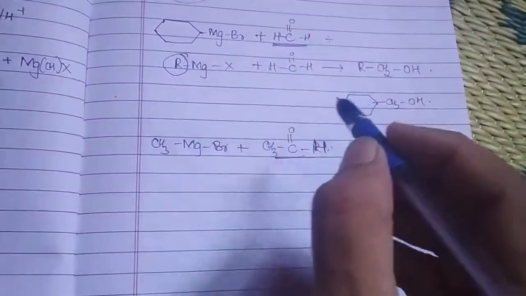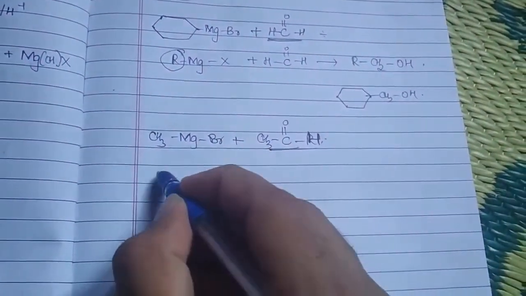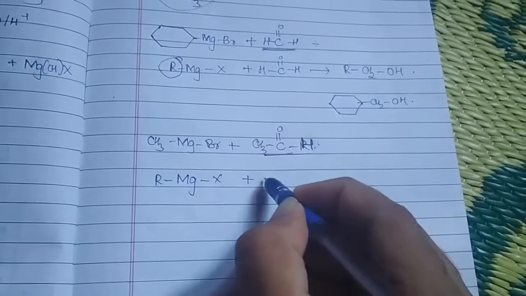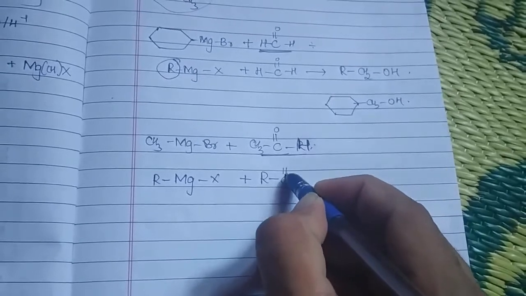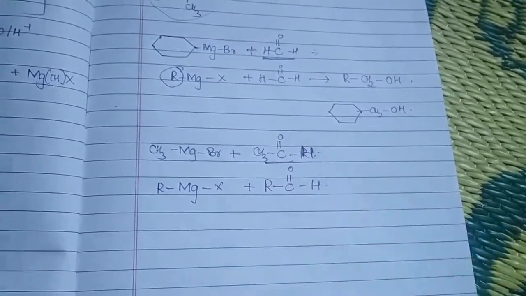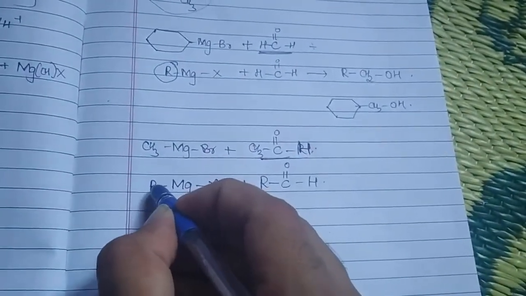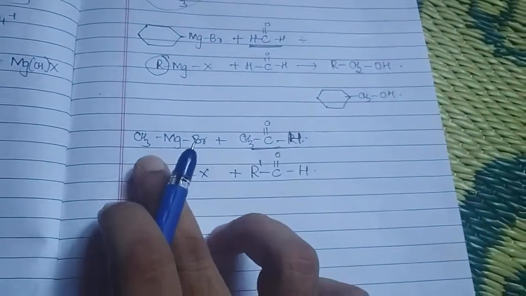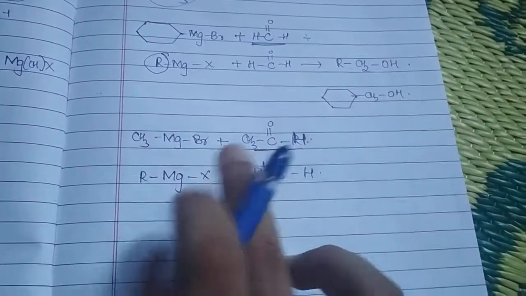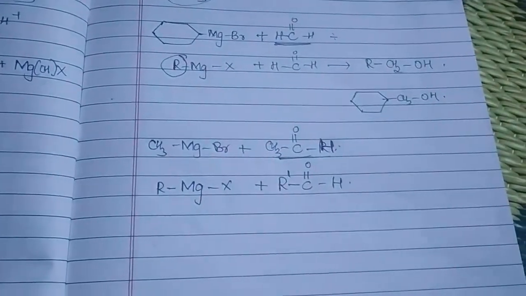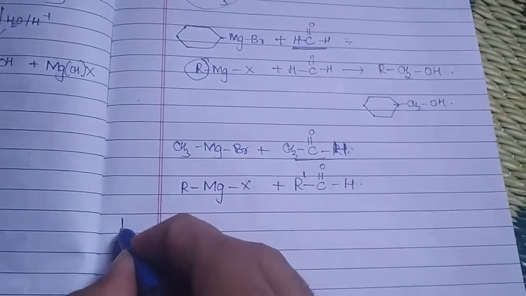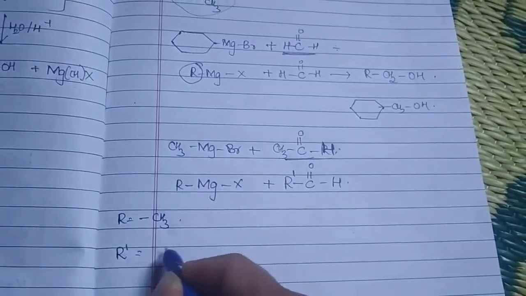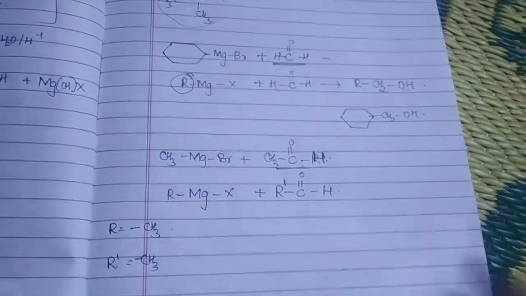So first here we have to note one important point. My general formula is RMgX. When it reacts with any other aldehyde R'CHO, we write the product as R'CH(OH)R. Of course, in the given example, R and R dash are the same, but in order to understand how to do it if they are different, let me take R as CH3 and R dash as CH3. In both cases it is CH3.